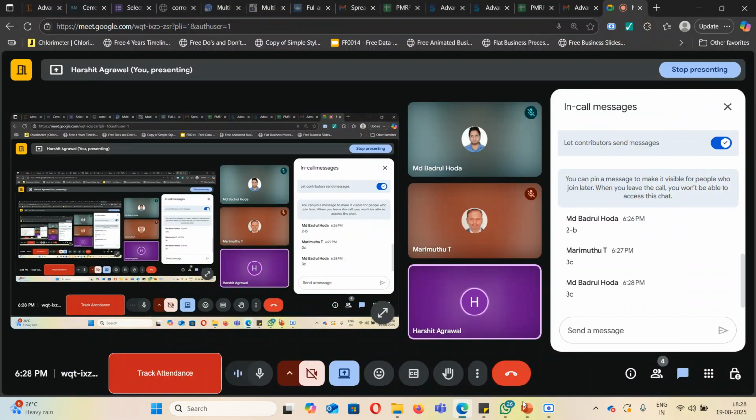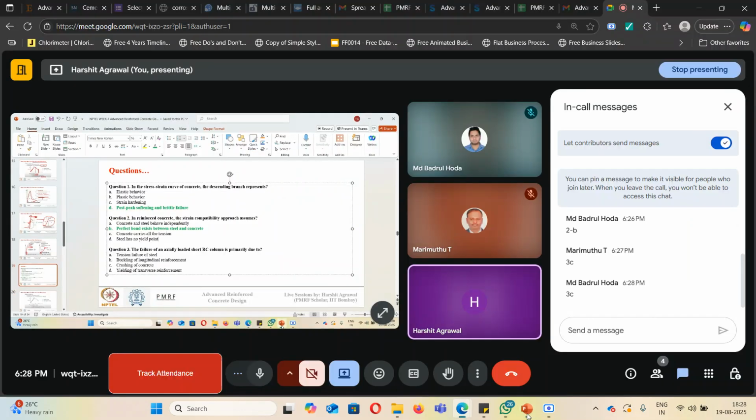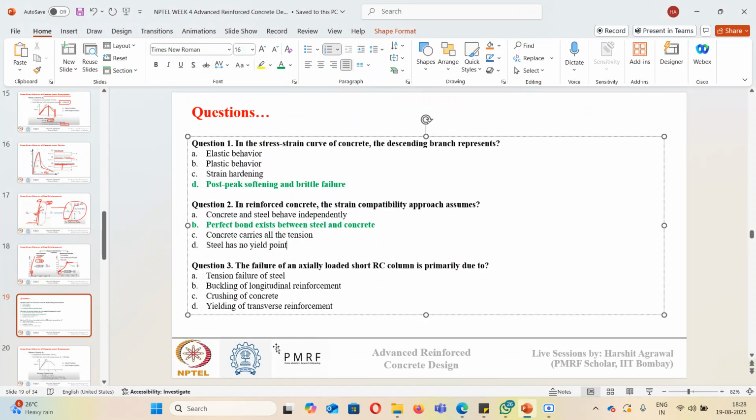So can anyone tell me the answer for C? Okay, I've seen few answers. Okay, question number three. The failure of an axially loaded short RC column is primarily due to. Okay, so yes, the correct answer is C.